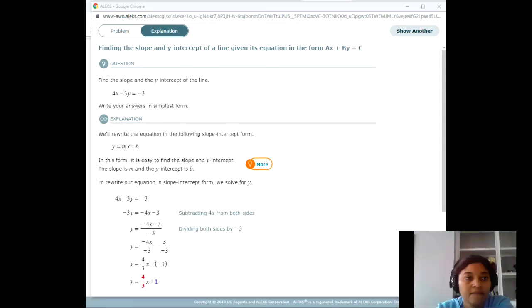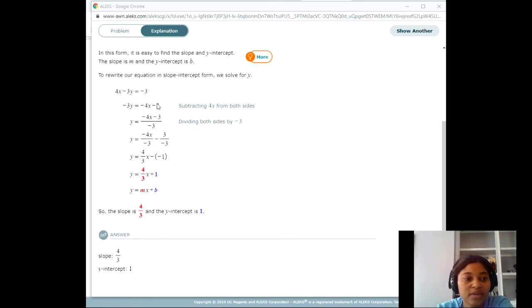Finding the slope and y-intercept of a line given its equation in the form of ax plus by equals c. Find the slope and the y-intercept of the line. 4x minus 3y equals -3. Write your answer in simplest form. So you can see here they've given us the problem here. It says 4x minus 3y equals -3.